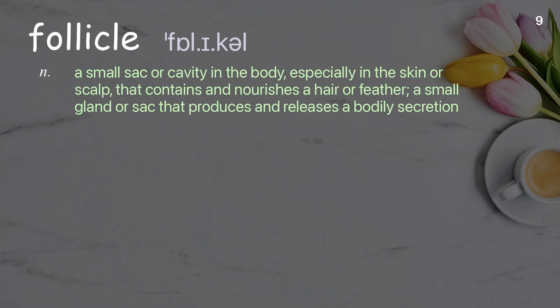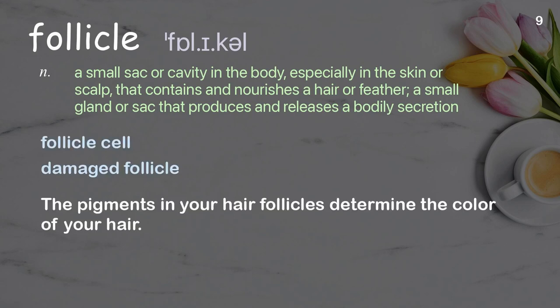Follicle. A small sac or cavity in the body, especially in the skin or scalp, that contains and nourishes a hair or feather, a small gland or sac that produces and releases a bodily secretion. Examples: Follicle cell. Damaged follicle. The pigments in your hair follicles determine the color of your hair.